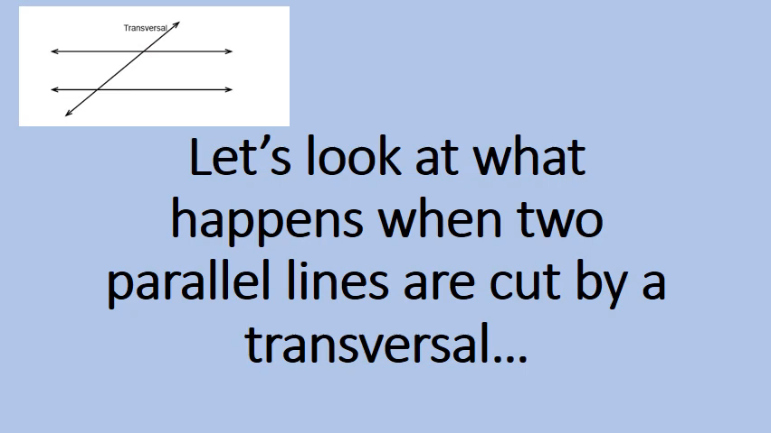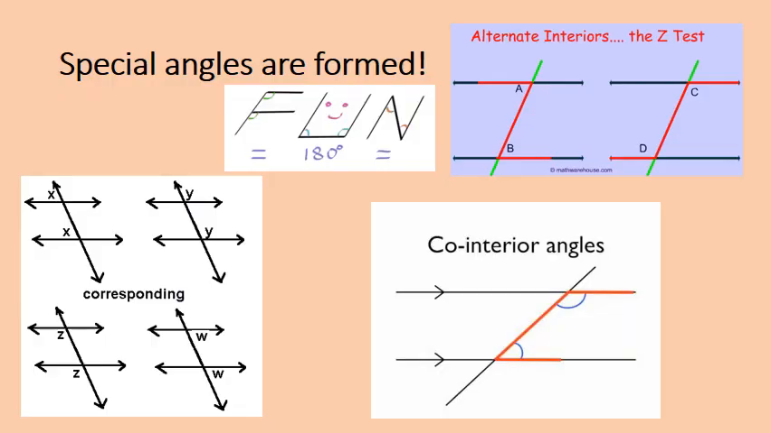Let's look at what happens when two parallel lines are cut by a transversal. Special angles are formed, and we normally refer to these as the fun angles. The corresponding angles, which form the shape of an F, the co-interior angles, which form a U, and then also the alternate angles, which form a Z or an N.